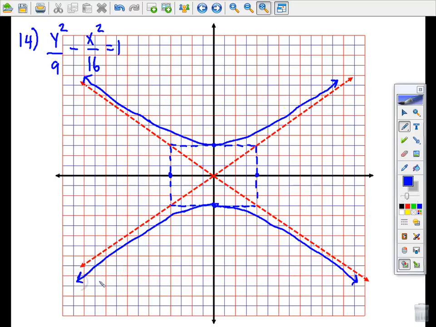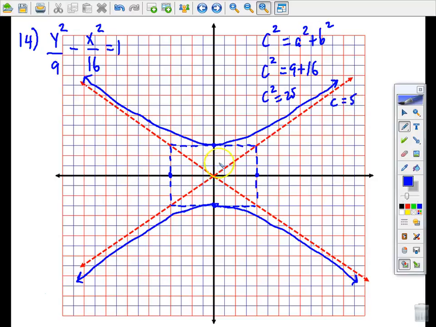Okay, now the only thing left to do is locate and plot the foci. Well, we're going to use the Pythagorean Theorem. So c squared is a squared, which is 9, plus b squared, which is 16. C squared is 25, so that means c, the distance from the center to a focal point, is 5.